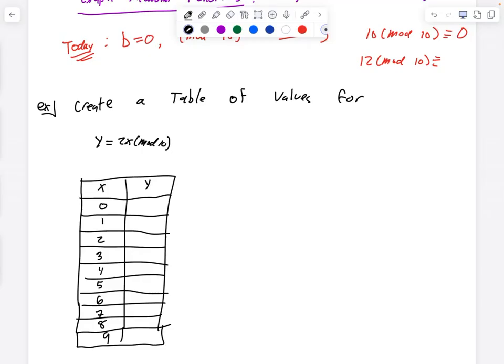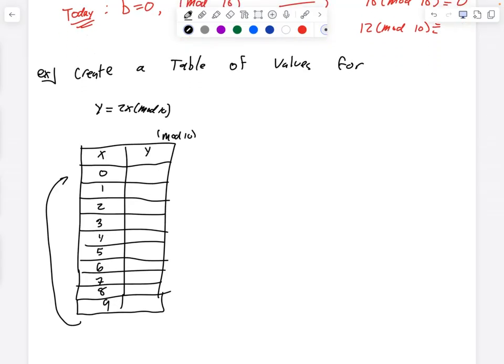Now, why do I stop at 9? Why don't I write 10 on my table? Why do I stop at 9 and I don't go to 10? Because 10 is 0, yes. 10 would have been 0. So we stop there at 9, because afterwards you're just doing the same values all the way back again for its congruence. Now remember, this is y in mod 10.